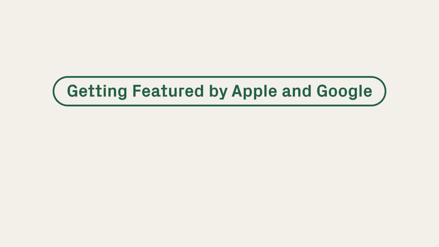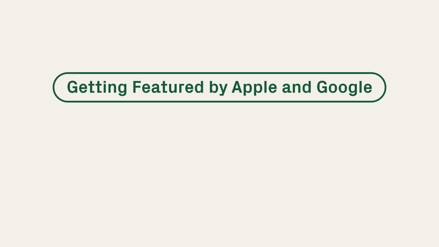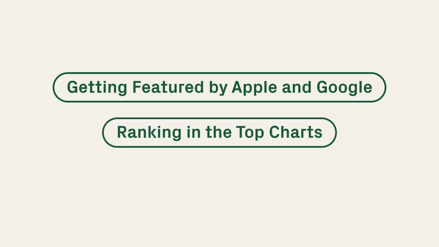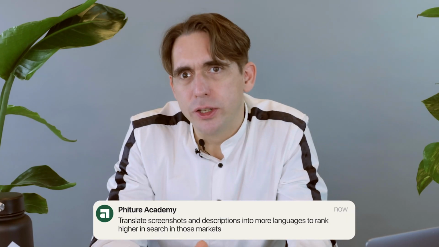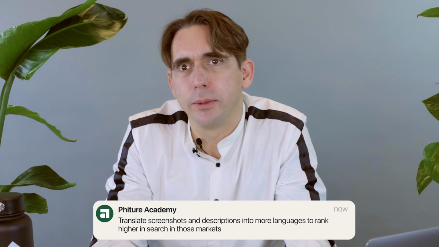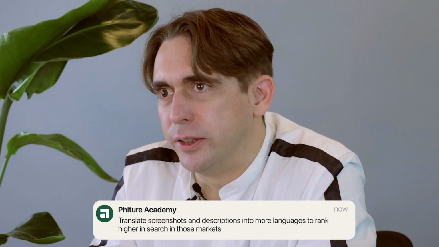In Lesson 1, we introduced some key ways to increase visibility of your app within the app stores: getting featured by Apple or Google, ranking highly in the top charts, and optimizing your keyword set to rank higher in search. We also covered localization, where, by translating your screenshots and descriptions into more languages, you can rank higher in search in these markets, and also convert more of these views into installs. Now, we'll look at some specific visibility tactics that can help you in your business.